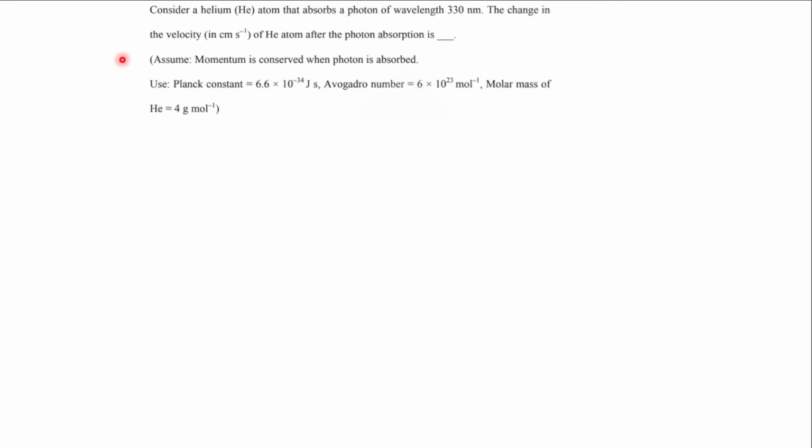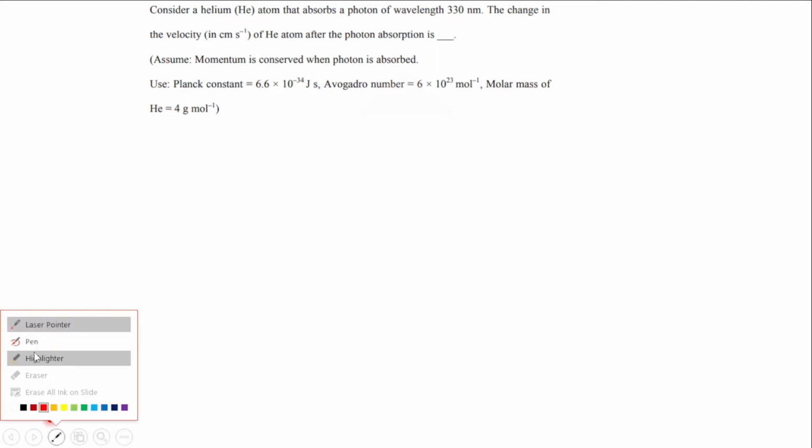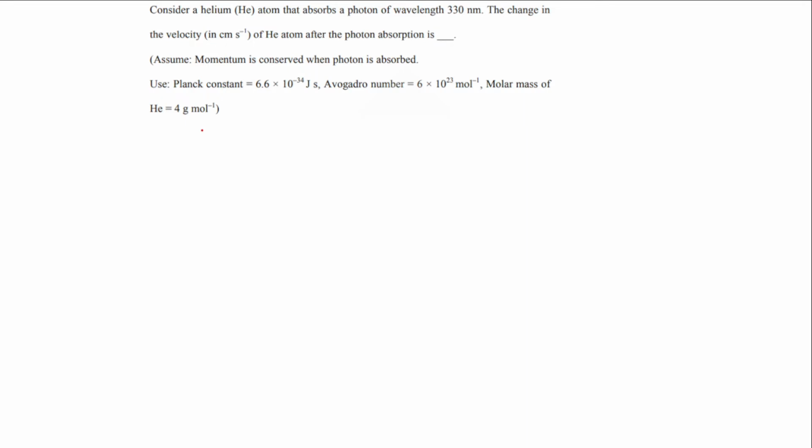Hello student, we will be solving this question. It says to consider a helium atom that absorbs a photon of 330 nanometer. The change in velocity in centimeter per second of the helium atom after the photon absorption is. So in this question we have to find the change in velocity, and it says that momentum is conserved when the photon is absorbed, and the values of Planck constant, Avogadro number, and molar mass of helium are given. So we have to calculate the change in velocity.